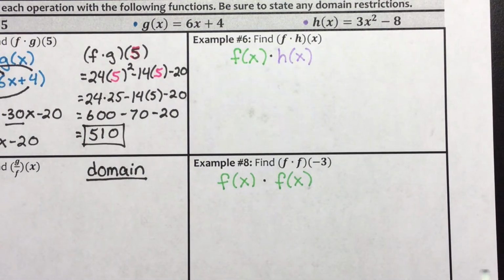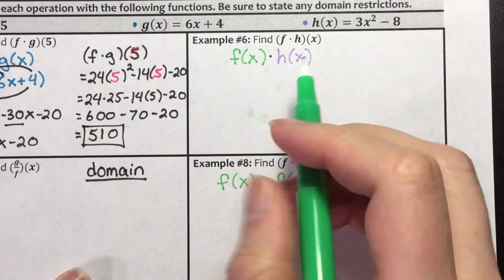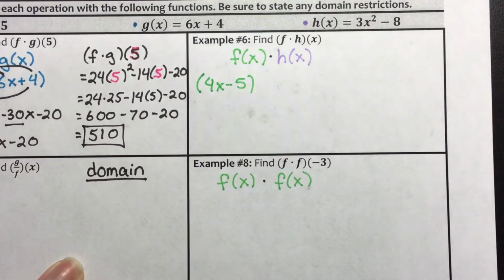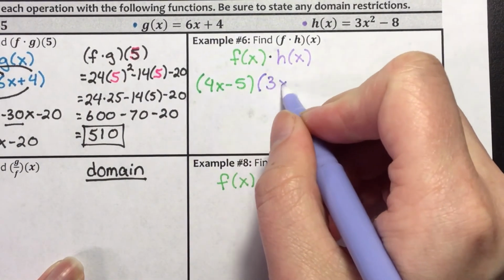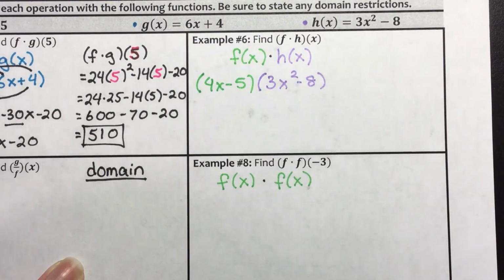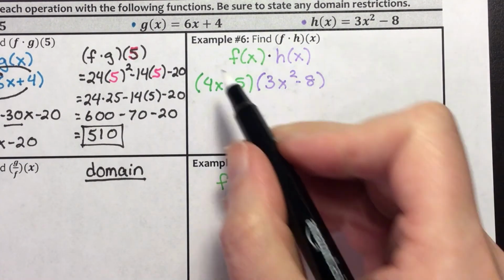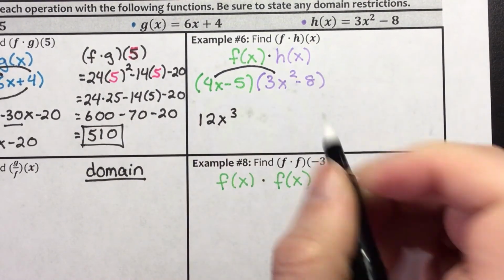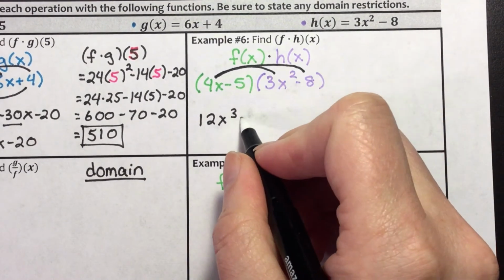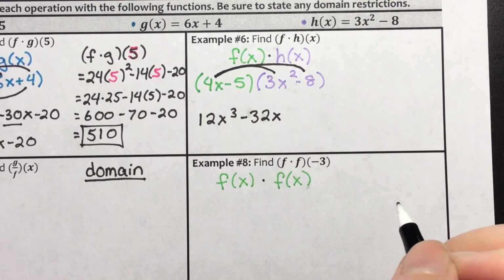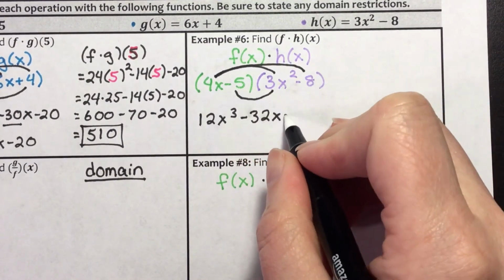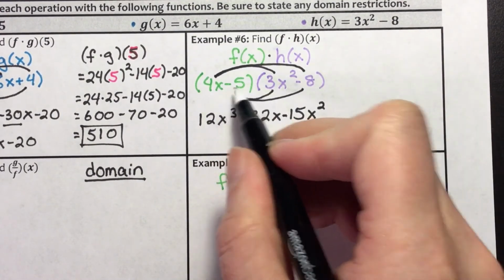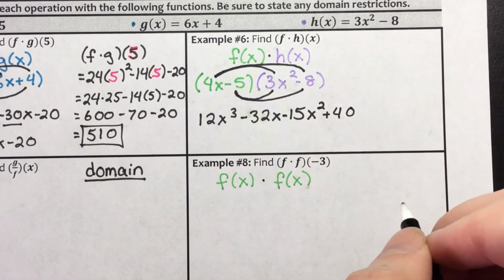So we are not going to plug this into our calculators. We're still going to have x's in our answers. f of x is 4x minus 5 times h of x, which is 3x squared minus 8. Just like on number 5, we are going to distribute. 4x times 3x squared is 12x cubed. 4x times negative 8 is negative 32x. Negative 5 times 3x squared is negative 15x squared. And negative 5 times negative 8 is positive 40.